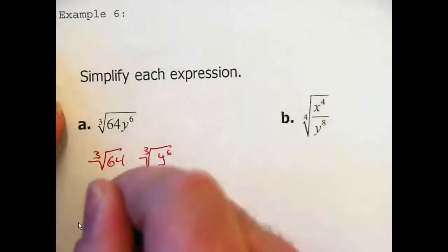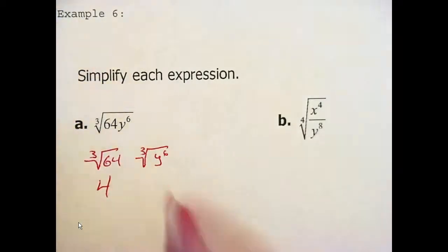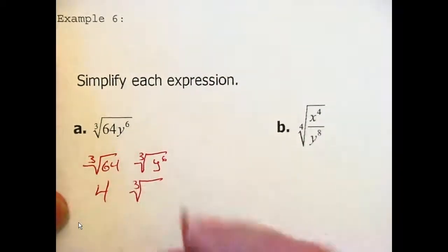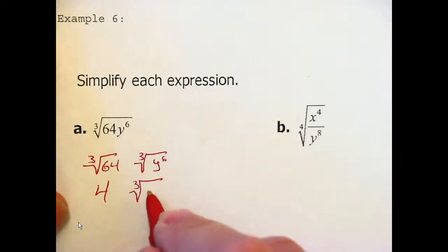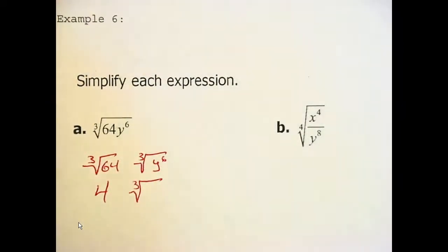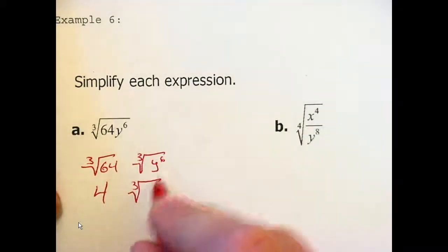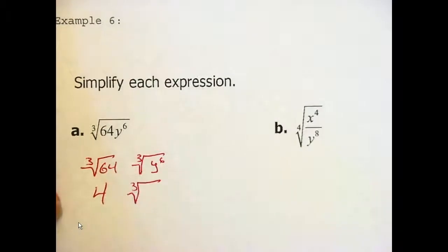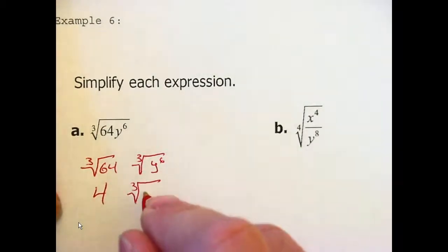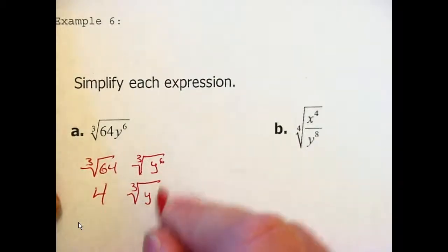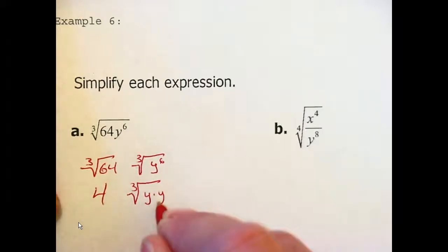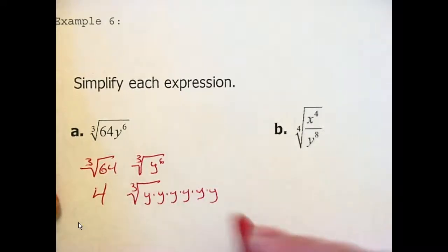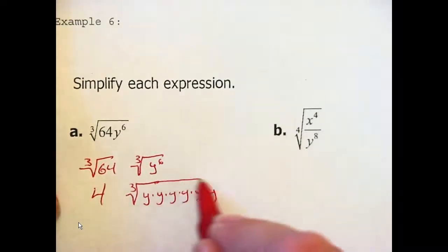Now, when I'm dealing with the cubed root of x to the 6th, one way to think about this, really, if I'm dealing with the cubed root of y to the 6th, this is saying what thing times itself 3 times will make y to the 6th. So I could think of y to the 6th as y times y times y times y times y times y. Do I get the right number there? That's very true. 6 times.